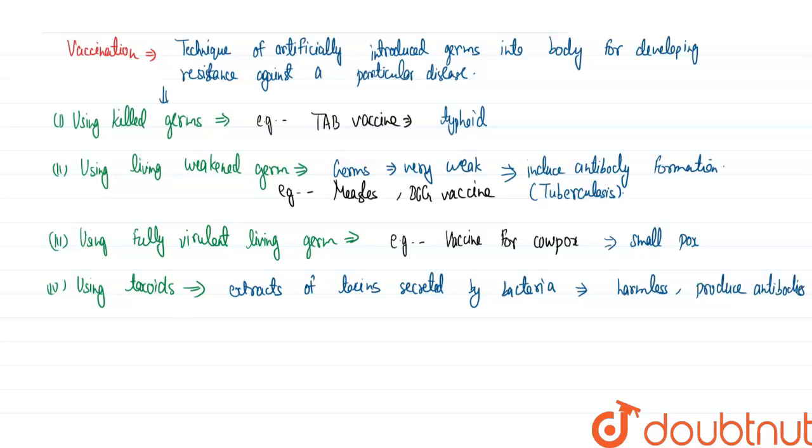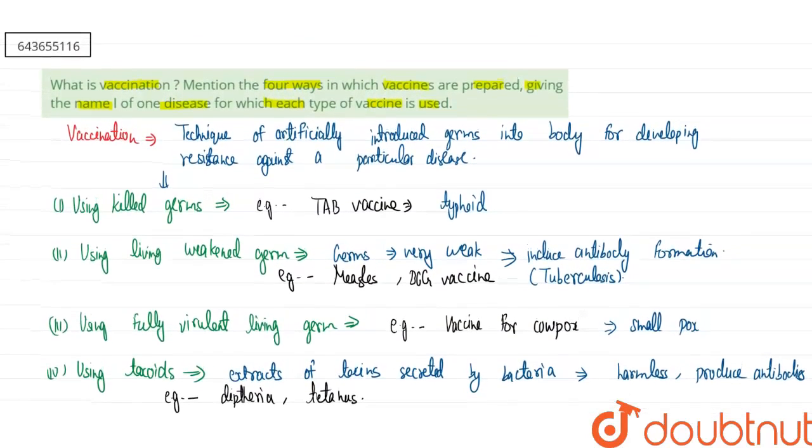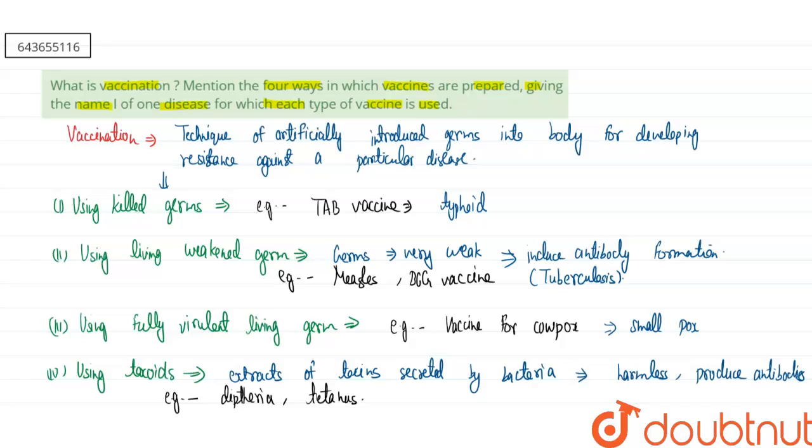If you are talking about an example of the toxoid, we can include the toxin for diphtheria. The vaccine which can be utilized for the treatment of diphtheria is a toxoid vaccine. Apart from this, the tetanus vaccine is also an example of a toxoid. So these are vaccination and the 4 types of vaccination. I hope this answered your question.